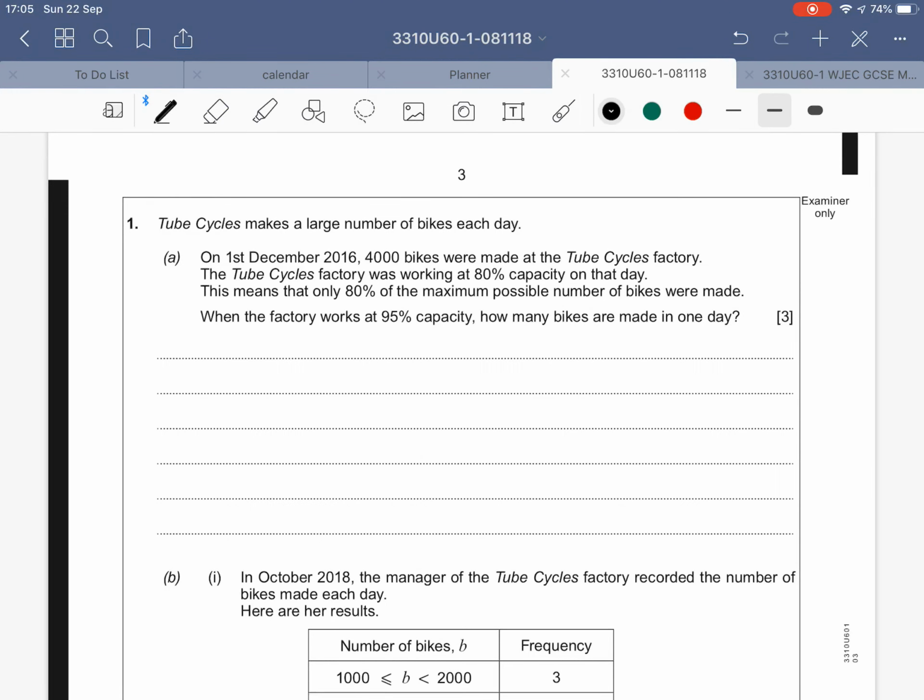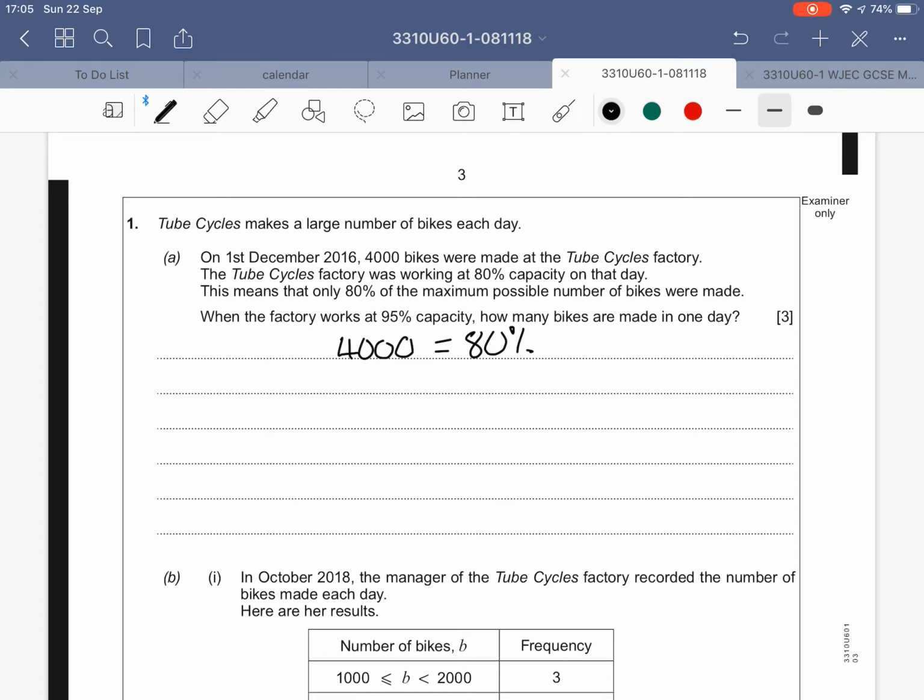Question 1. Tube Cycles makes a large number of bikes each day. On the 1st December 2016, 4,000 bikes were made at the Tube Cycles factory. The factory was working at 80% capacity on that day, so that means that the 4,000 that they made is the 80% capacity. So 80% is the 4,000.